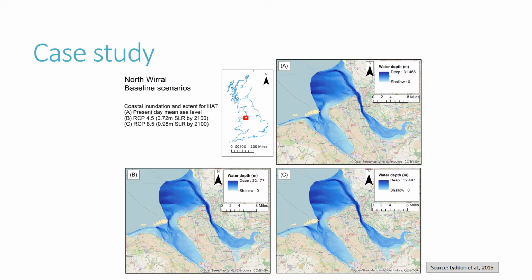These maps show the depth and extent of flood inundation in the North Wirral model domain with no tidal lagoon present, simulated using LISFLOOD. The outputs from the model are presented as a series of inundation maps. The model shows flood inundation as a result of a 1 in 200 year storm tide under present-day mean sea level, 0.72 metres and 0.98 metres sea level rise. These sea level rise estimates are taken from the 95th percentile of the Intergovernmental Panel on Climate Change projections.